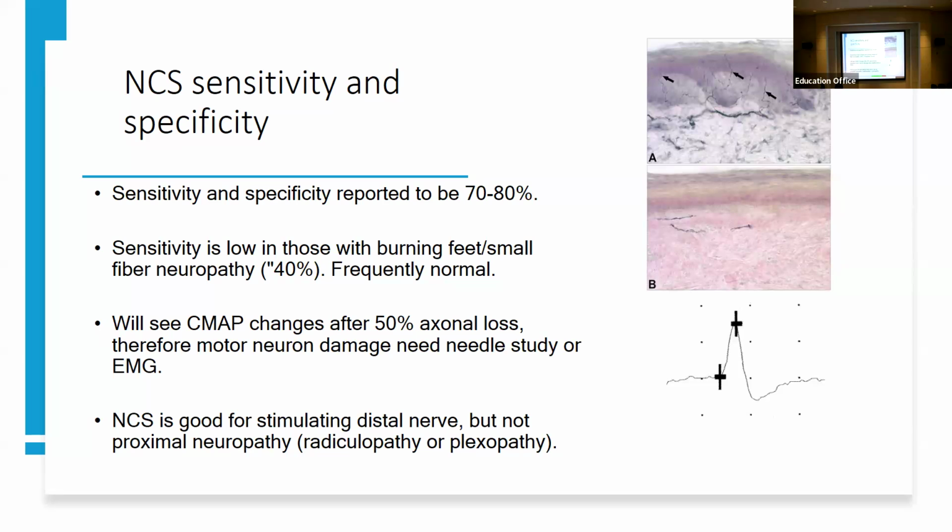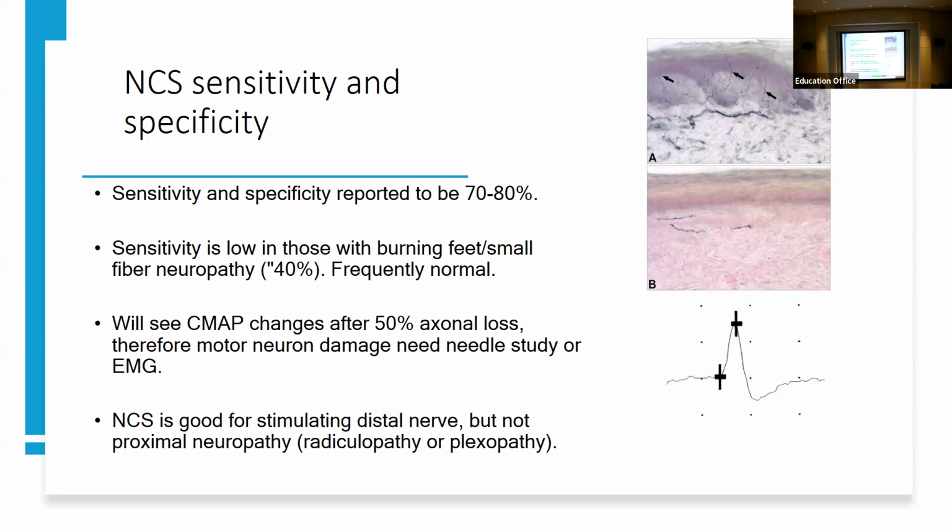And also when you want to check the motor conduction function, you can only see the CMAP changes after at least 50% of axonal loss. So therefore, it's not a good test for the CMAP. That's why we need a needle study, okay, which just puts the needle inside the muscle to check the muscle activity directly.